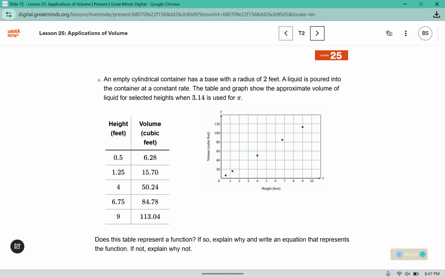An empty cylindrical container has a base with a radius of 2 feet. A liquid is poured into the container at a constant rate. The table and graph show the approximate volume of the liquid for selected heights when 3.14 is used for pi. Does the table represent a function? If so, explain why and write an equation that represents the function. If not, explain why not. This is a function because each input goes to its own output. There is one output for each input.